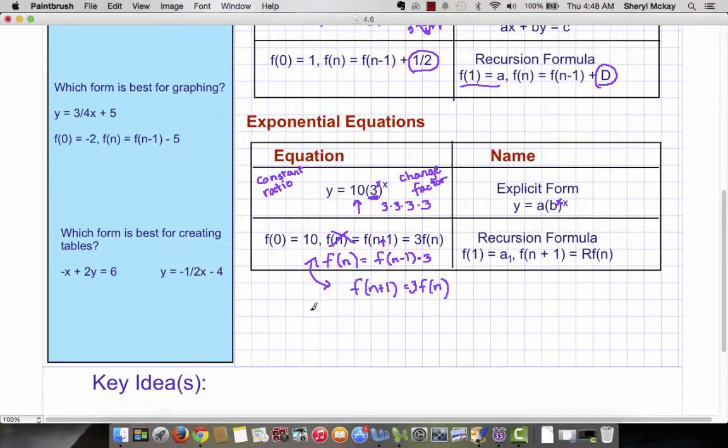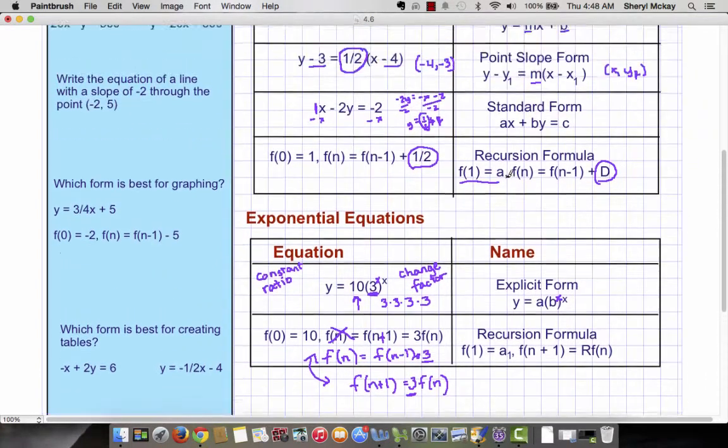And the key here is, where is the change factor? Well, the change factor is right there, times 3, times 3, okay? So we've only really got 2 ways of looking at exponential functions at the moment, 2 equations or 2 forms, all right? And that's all we'll do in this case. So now let's take a minute and look at some examples.